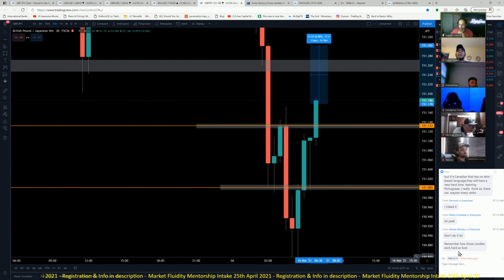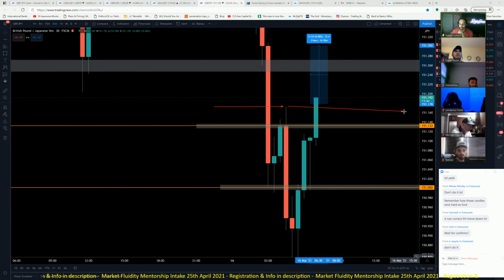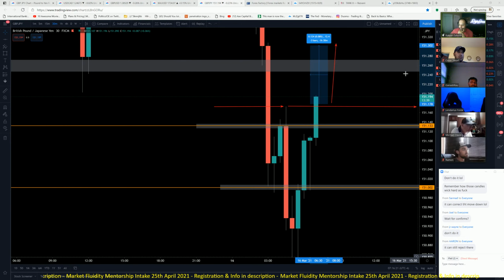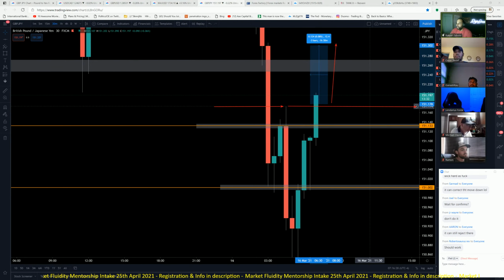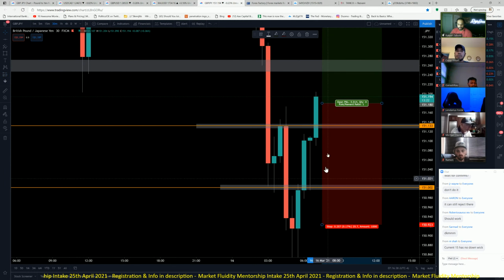Remember how those candles wick hard? Yeah, but the only thing I'm looking at is this break of the wick right over here. We broke above this wick at this point. So if we broke above this wick, then there's a high probability for it to continue moving bullish. Don't do it. I already did. Already did at this point right here.